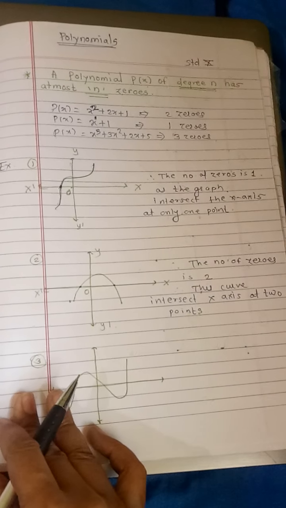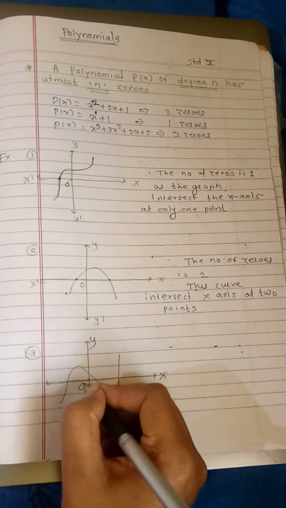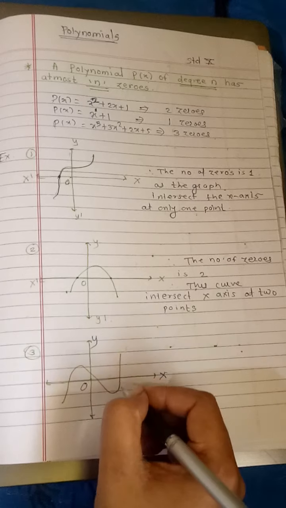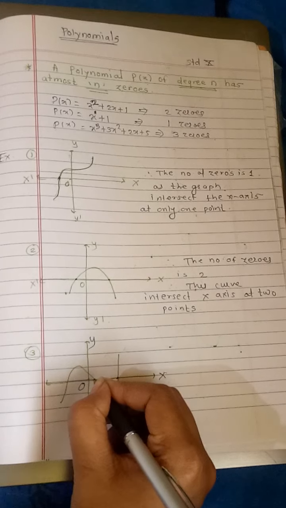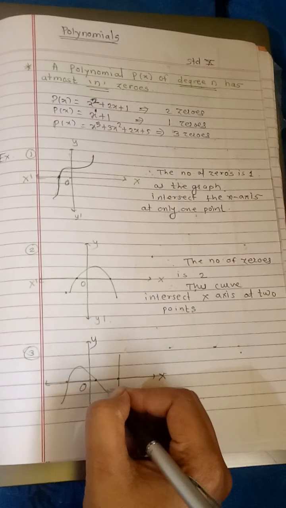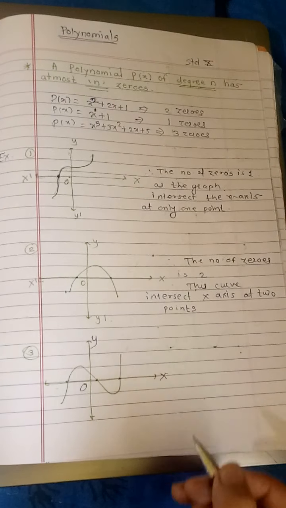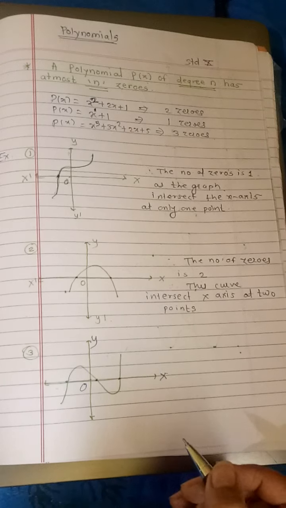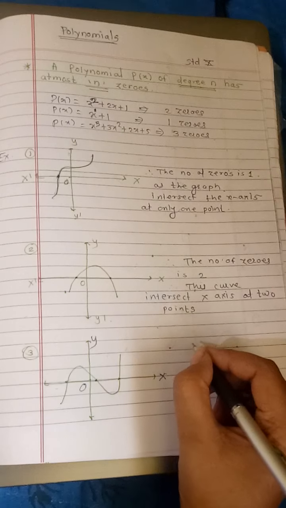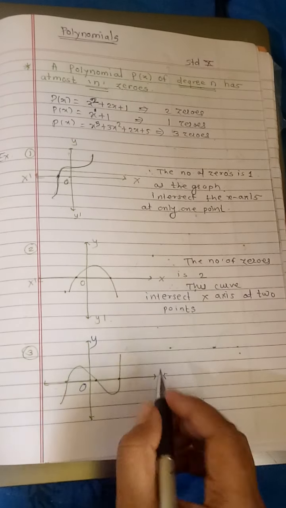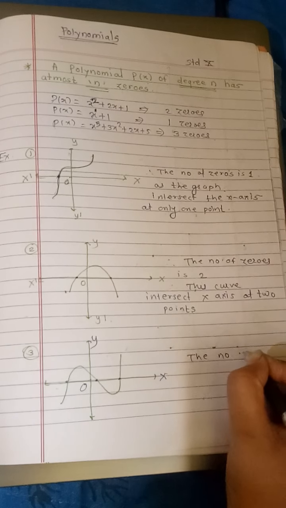Now we take a third example. On this graph, this is the x-axis, this is the y-axis, this is the origin, and this is the curve. How many points does this curve intersect the x-axis? First, second and third. This curve intersects the x-axis at 3 points, so the number of zeros is 3.